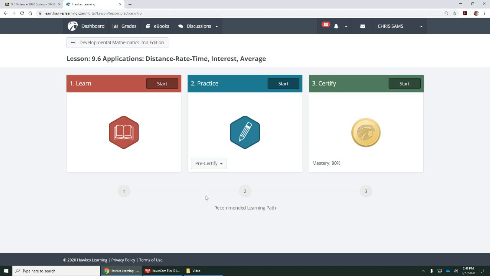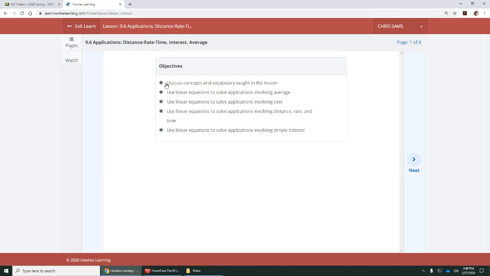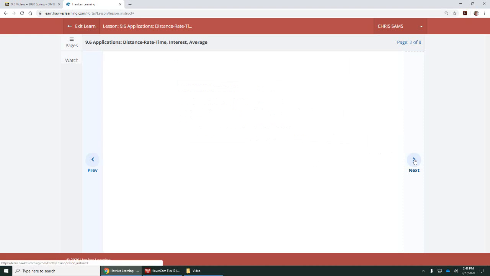Okay, so we're going to be looking at section 9.6 today: applications, distance, rate, time, interest, and average. I'm going to take you through the learning material, and you'll see just a few formulas and also a few examples, and we'll do our own in Hawk. So you have some vocabulary, some linear equations and applications, some involving cost, some involving distance, rate, and time, and then some involving simple interest.